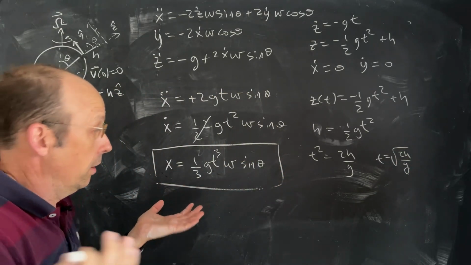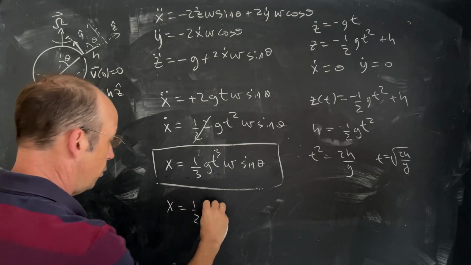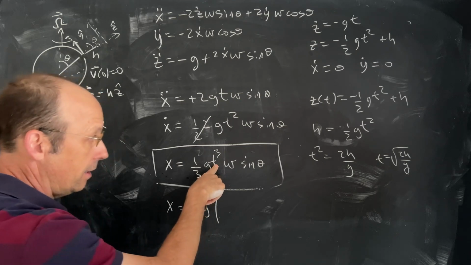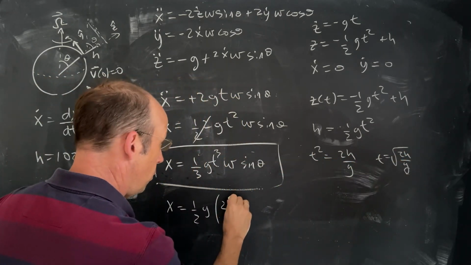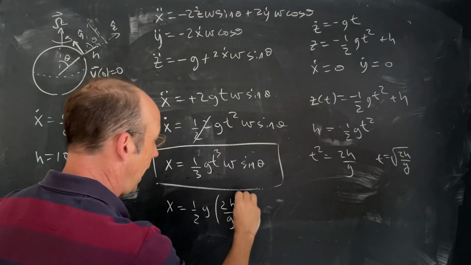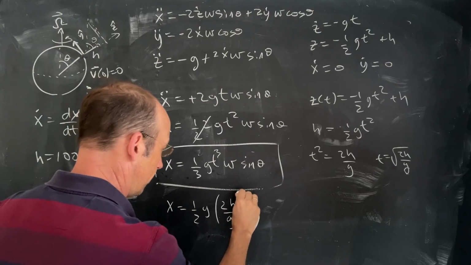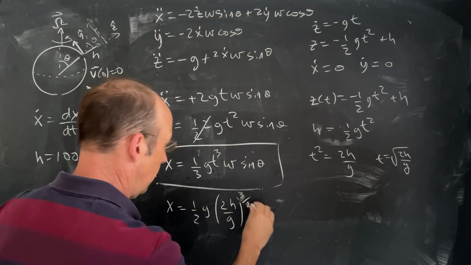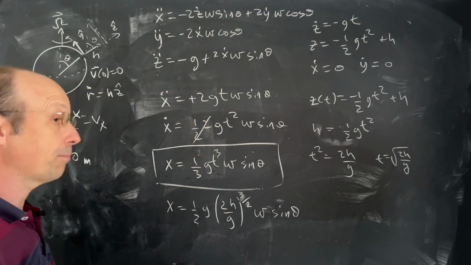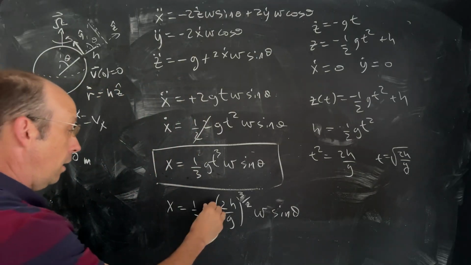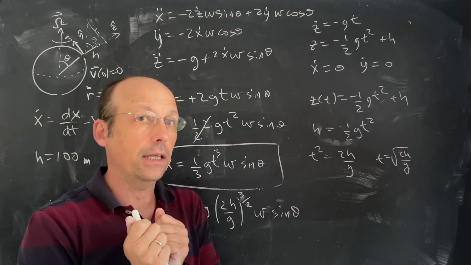There's no magic there. Now if I plug that in over here, I get x equals 1/3 g t cubed times omega sine theta. So I'm going to put this in for t, but I have the square root, so I get 2h over g to the 3/2 power, times omega sine theta. So that's my deflection. Okay, let's go ahead and calculate this.